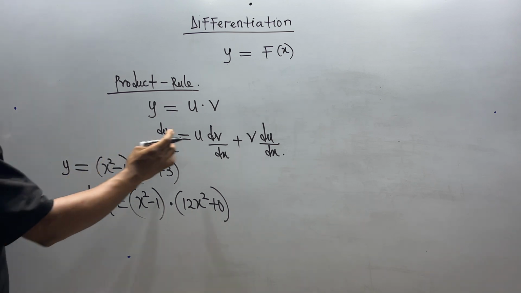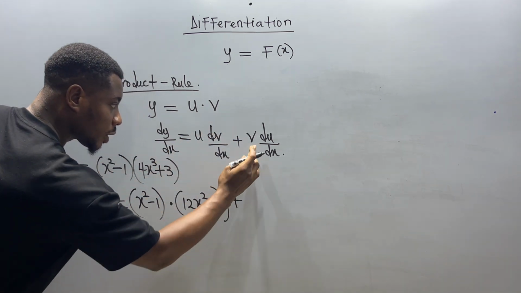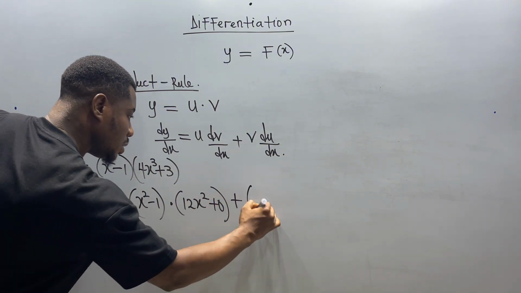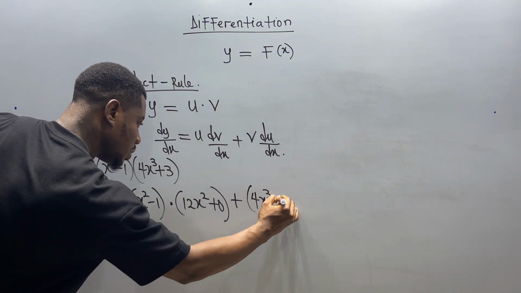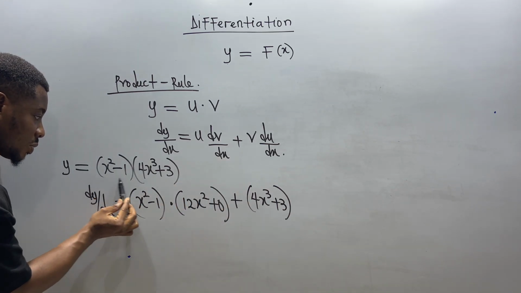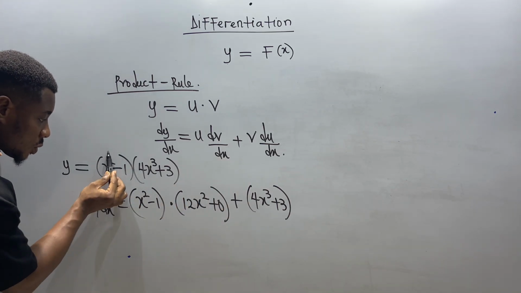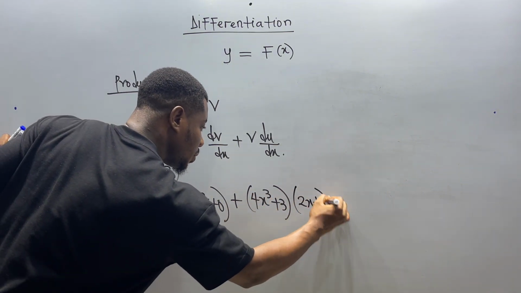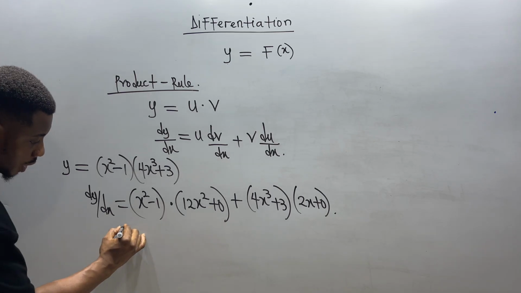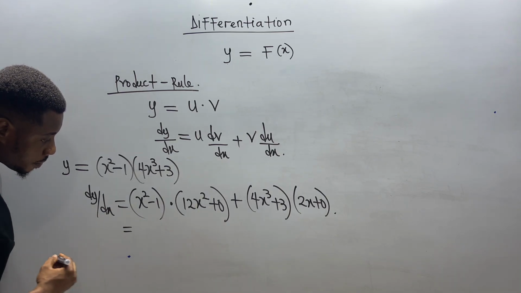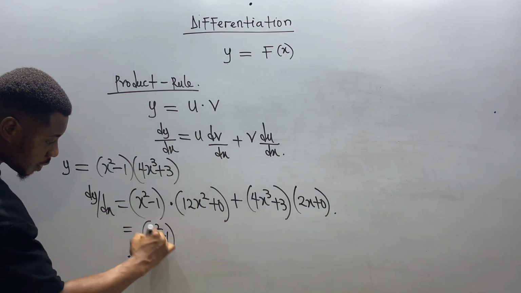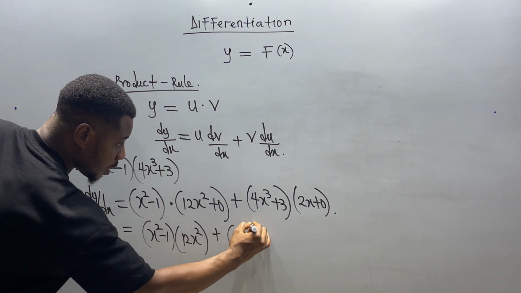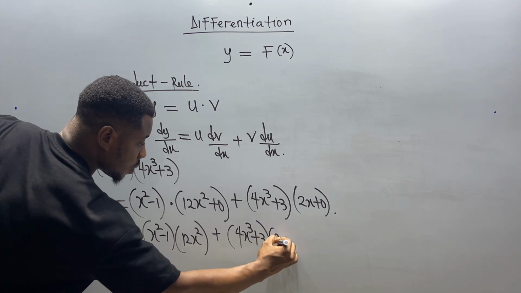Remember that we do plus again, keep v. You know we differentiated v before, now we're keeping v. So when we keep v, it is 4x cubed plus 3. Now we're going to differentiate x squared minus 1. Differentiate x squared, we get 2x. Differentiate 1, we get 0. So what we have here is 2x plus 0. Now we are at this point where we have x squared minus 1 into 12x squared, plus 4x cubed plus 3 into 2x.